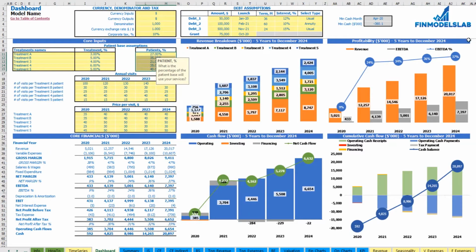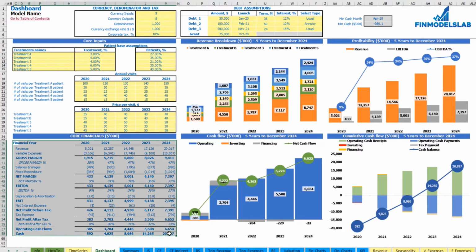So once you set up all these inputs for revenue, for seasonality, the patient based inputs, your variable, fixed and wages expenses, you may see the core charts, which is profitability, the revenue breakdown, the cash flow, cumulative cash flow, and see the core financials by main categories and by years.